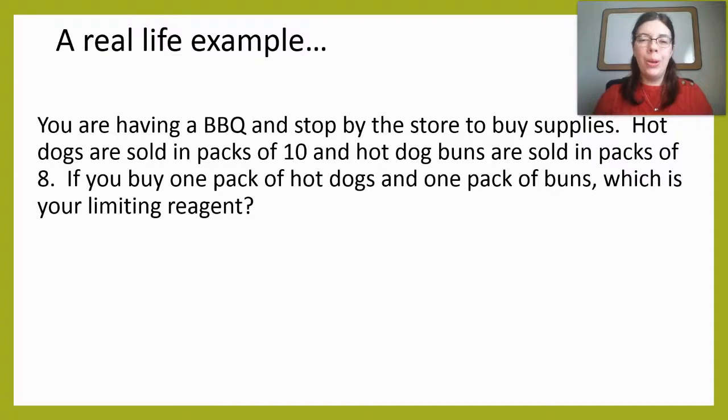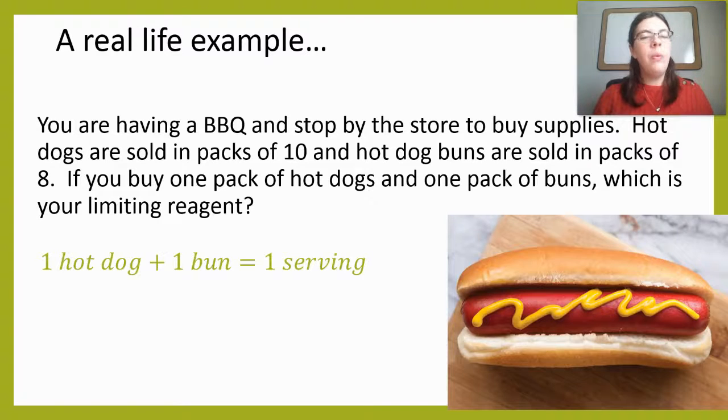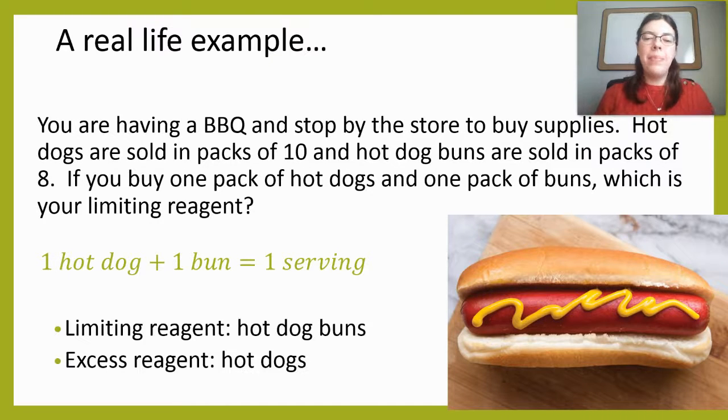So let's go through a real life example. You are having a barbecue and stop by the store to buy some supplies. And you find out that hot dogs are sold in packs of 10, but hot dog buns are sold in packs of 8. Which is kind of the eternal problem. So if you buy one pack of each, which one is your limiting reagent? Well, we know that one serving is one hot dog plus one bun. So because we only have 8 buns, that is going to be our limiting reagent. The thing we're going to have left over is our excess reagent, which is the hot dogs.